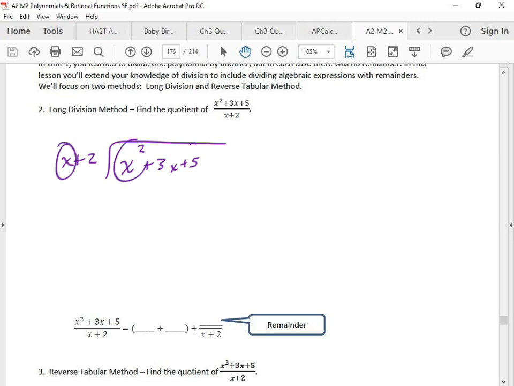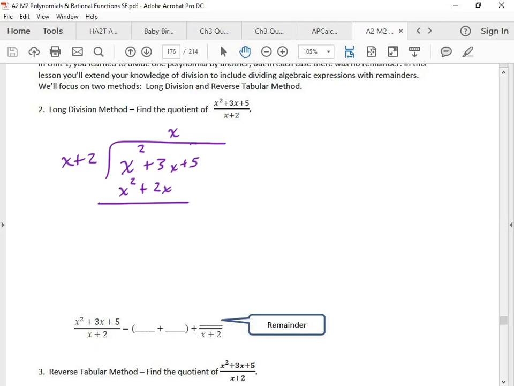We look at the first terms, and we go, okay, what times the x would give me the x squared? And we would all say x. 1x would. So next, you're going to multiply this times both of these terms. So you get x squared plus 2x. And then you're supposed to subtract.